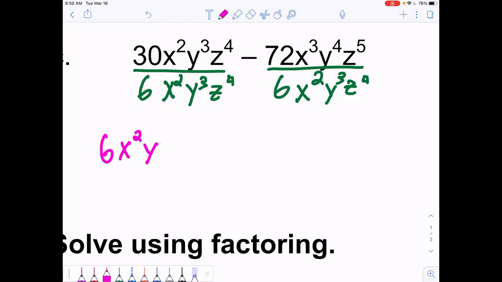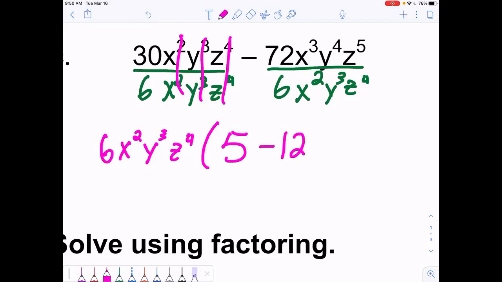6x squared y cubed z to the fourth. Use parentheses, and now we can look at cross out. The x squareds cross out, the y's cross out, the z to the fourth cross out. 30 divided by 6, TJ gives you 5, and that's all that's left in that first term. The second term, you get negative 72 divided by 6. That's going to give you a negative 12.